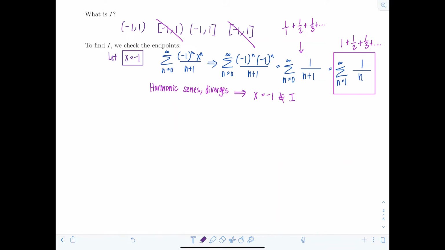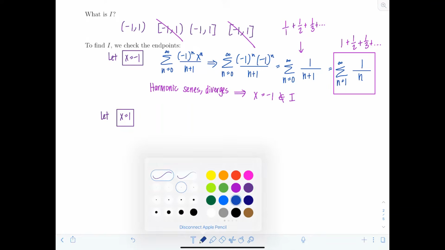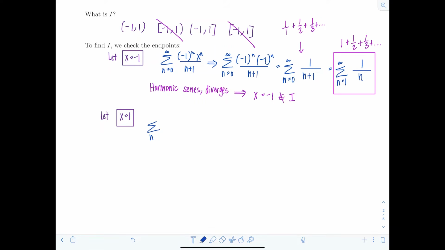Well, what about +1? So let's let x equal +1. So what does the series look like now? We're going to have the sum n equals 0 to infinity. Remember, it's (-1)^n times x^n, so it's going to be 1^n over n plus 1. Well, the 1^n isn't going to do anything, so I still have the sum n equals 0 to infinity of (-1)^n over n plus 1.